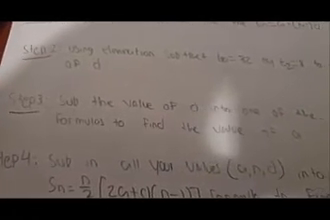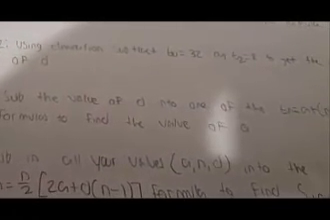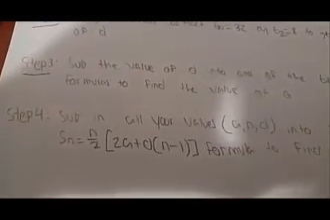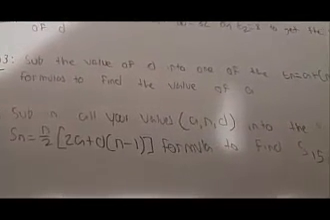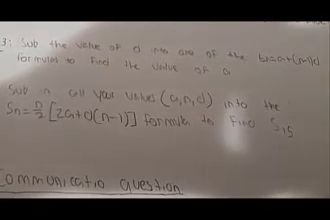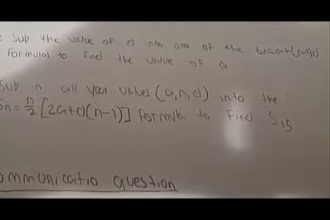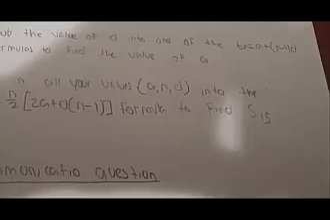Step 3 would be to sub the value of d into one of the Tn equals a plus n minus 1 d formulas to find the value of a. Step 4 would be to sub in all your values, the a value, n value, and d value, into the Sn equals n divided by 2 bracket 2a plus d bracket n minus 1 bracket formula to find the value of S15. And this is how you would solve the question.